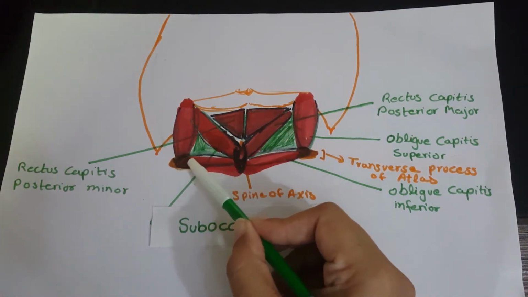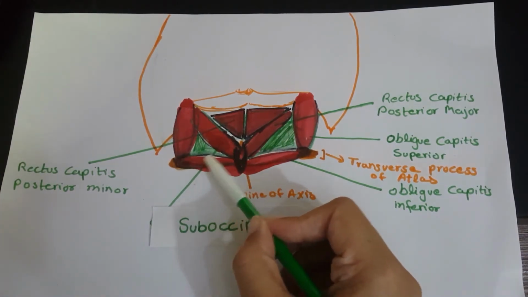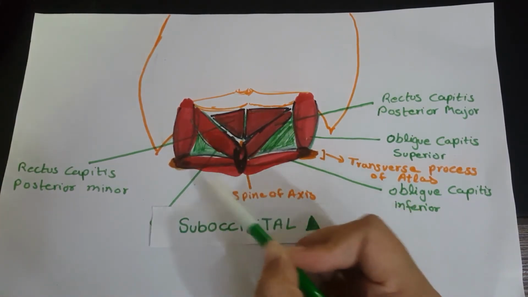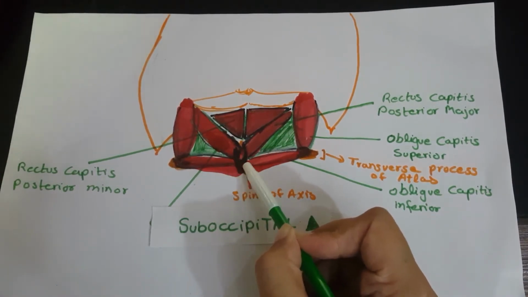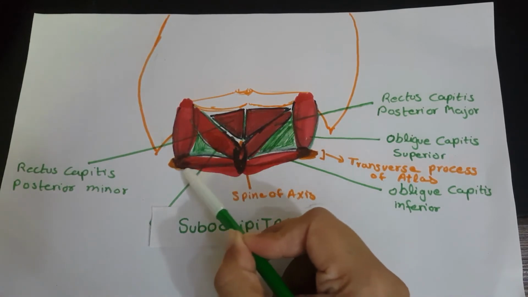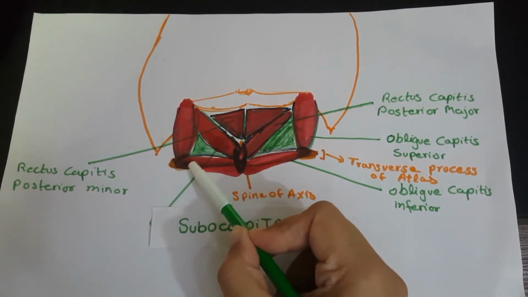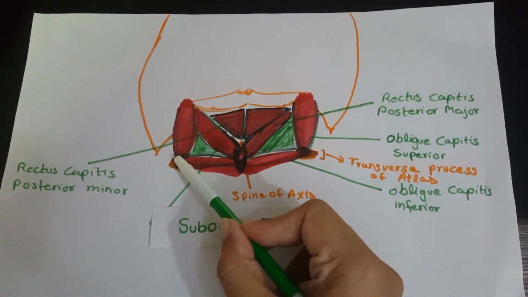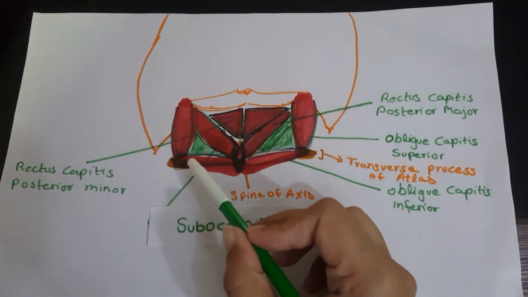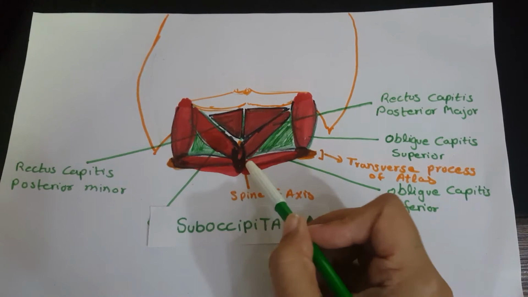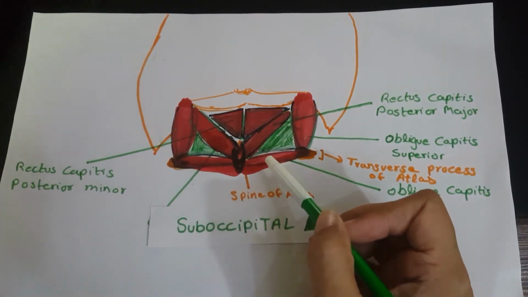Oblique capitis inferior muscle, which is also called inferior oblique muscle, originates from the spinous process of the axis vertebra, which is the second cervical vertebra, and is inserted on the transverse process of the atlas vertebra, which is the first cervical vertebra. Inferior oblique muscle turns the chin towards the same side.